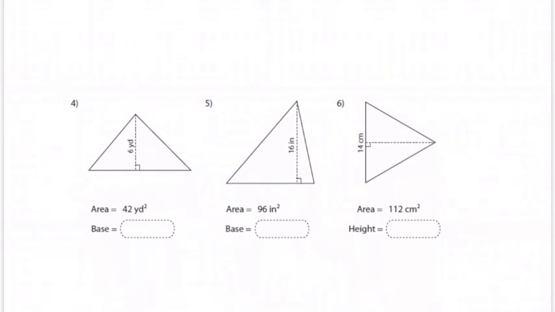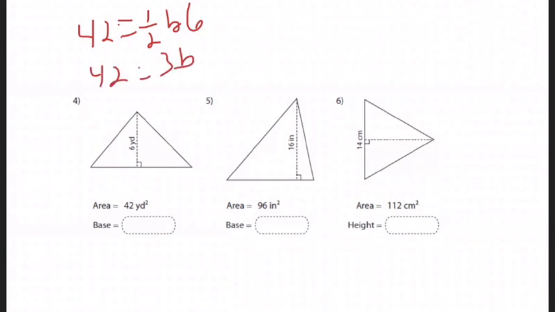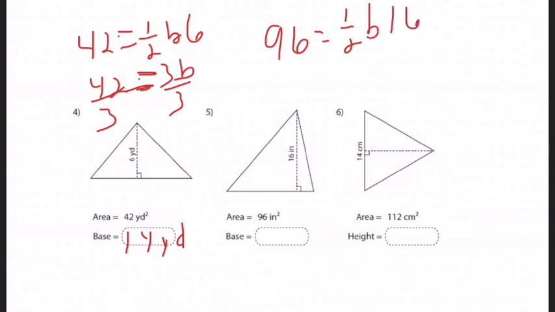Okay, so the answer for the first one, we have to figure out the base. The area is 42 equals 1/2 base times 6. So 42 equals 3b, 3 for the base because I took half of 6. Divide by 3, divide by 3. The answer is 14 yards. This one is 96 equals 1/2 base times 16. So it's 96 equals 8 times the base. Divide by 8, and you're going to get 12 as the answer.